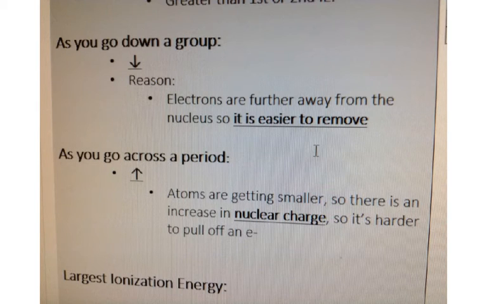All right, the general trend going down a group is that ionization energy decreases, and the reason is that, if you remember back to the influences, the electrons are further out, so they are not as attracted to the nucleus as the ones that are closer in, so it is easier to remove. The less attracted you are to something, the easier it is to be pulled off.